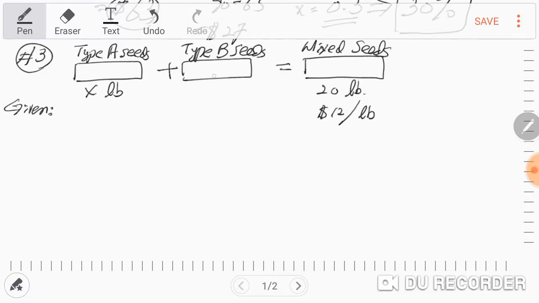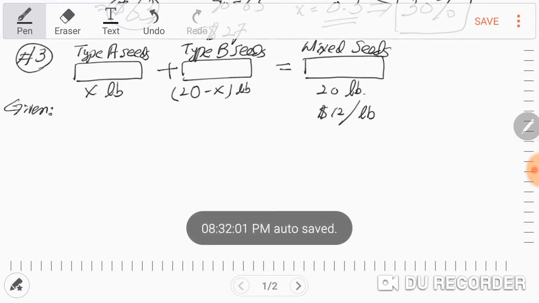Then what is the weight of the type B? It will be the total minus X. So 20 pounds minus X pounds will be the weight of the type B seed.